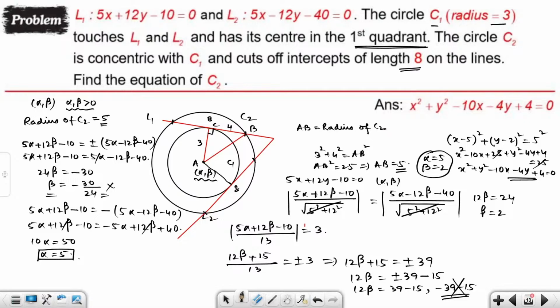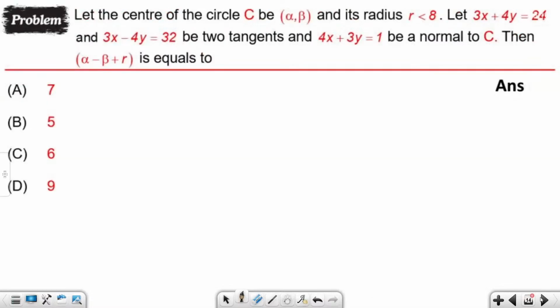And whenever a tangent question is given, always try to join the point of contact from the origin, such that this line will be perpendicular to the tangent, and then try to manipulate and get the answer, as I am doing in all these sums. Okay, let us move to the next problem.